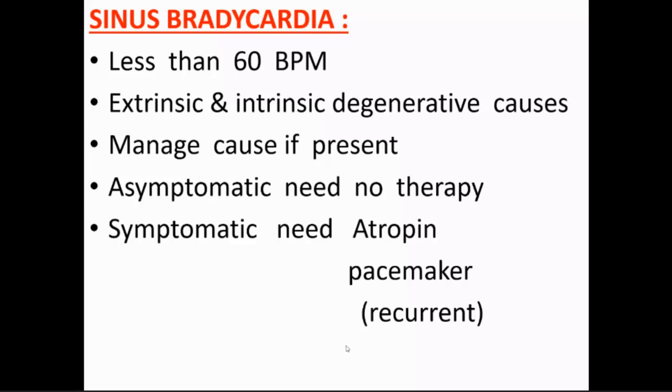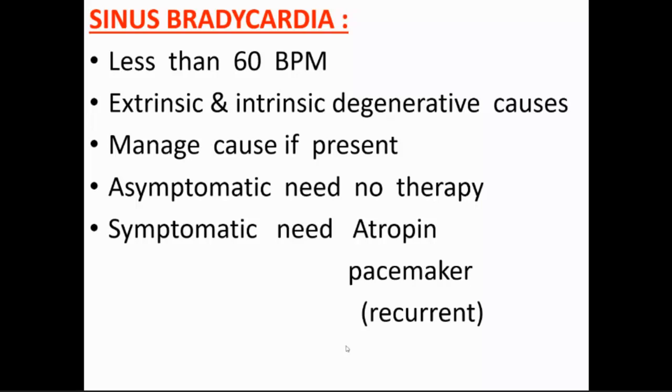Sinus bradycardia is when the rate is less than 60 beats per minute. Either it can be an extrinsic cause, for example a patient taking a drug that causes bradycardia, like beta blockers taken more than needed, or the patient has hypothyroidism, for example, or it can be caused by intrinsic degenerative causes. Let's say the SA node itself is fibrosed or ischemic due to the aging process, so the SA node will not fire like it was firing previously.